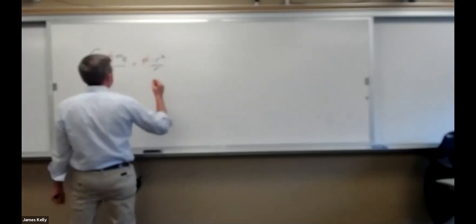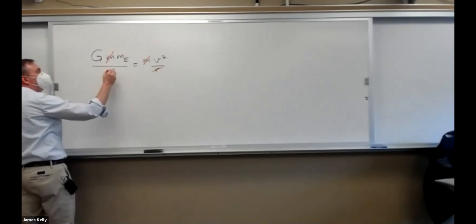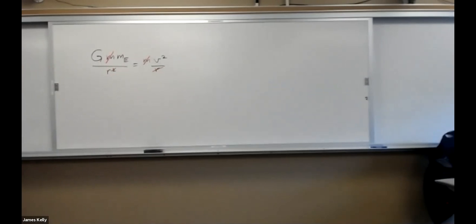The other thing that cancels is I could multiply both sides by r, and that would get rid of that r and one of these powers of r in the denominator. So I'm just left with a 1 over r on the left-hand side.